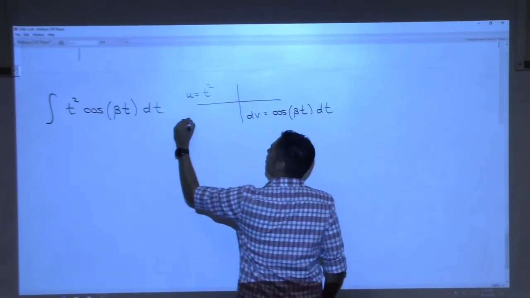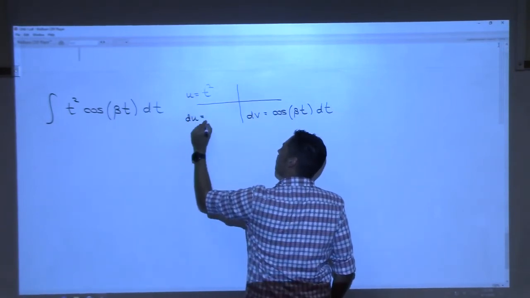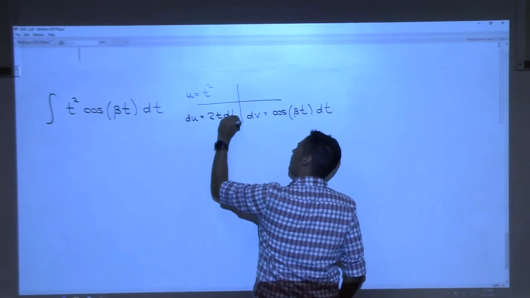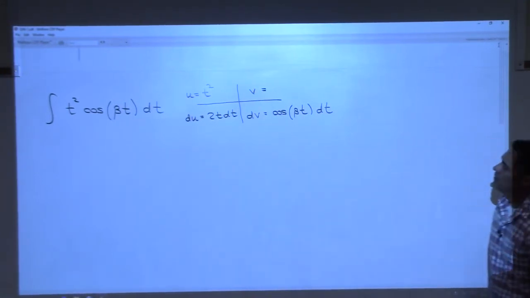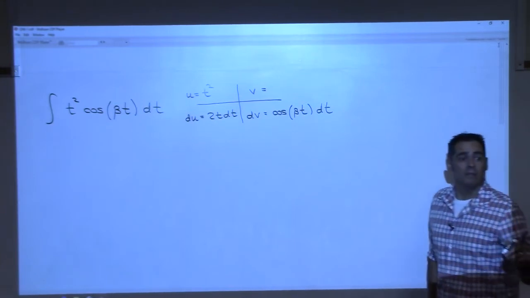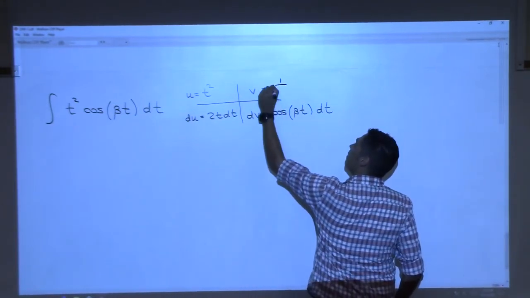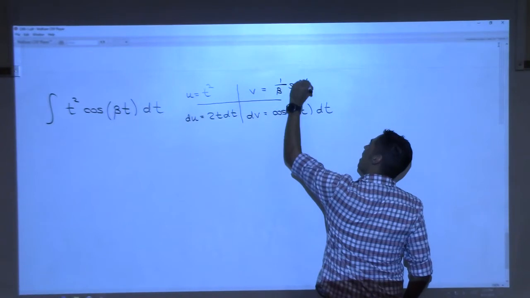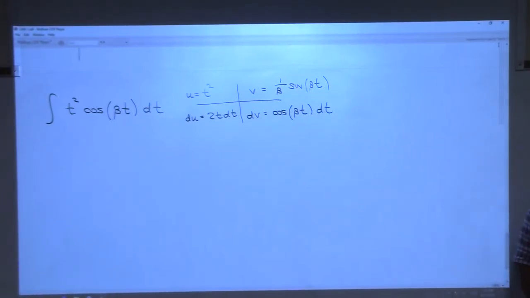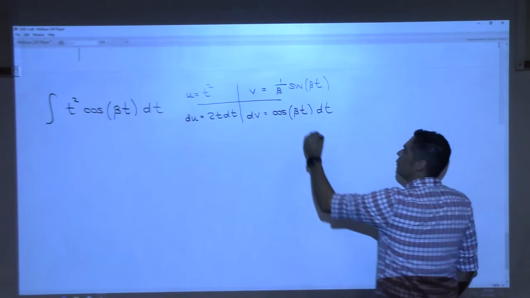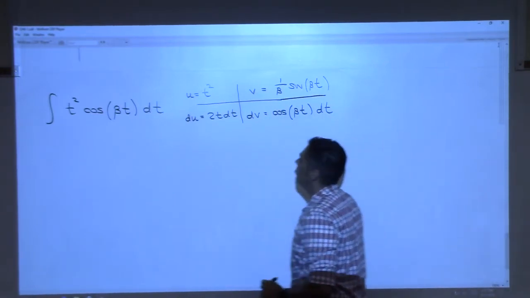Let's find v and du. What's du? 2t dt. And what's v? Careful here. 1 over beta sine beta t. Good, so we're recognizing that beta t is like 3t, right? The antiderivative would be 1/3. All right, good. And now we get our nice little formula.